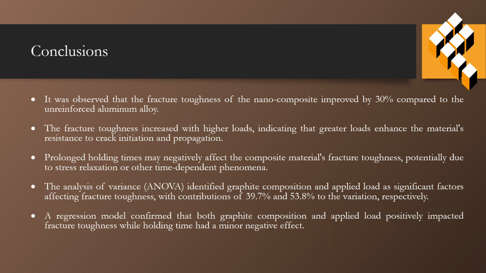The analysis of variance, ANOVA, identified graphite composition and applied load as significant factors affecting the fracture toughness. A regression model confirmed that both graphite composition and applied load positively impacted the fracture toughness, while holding time had a minor negative effect.